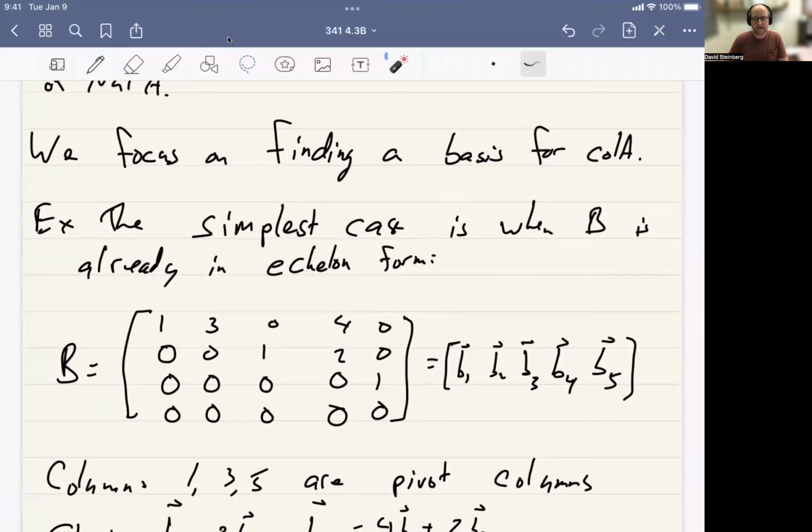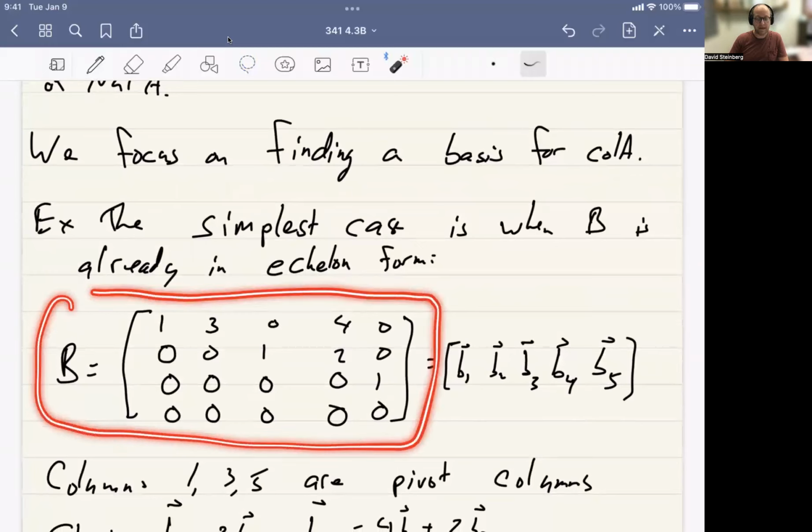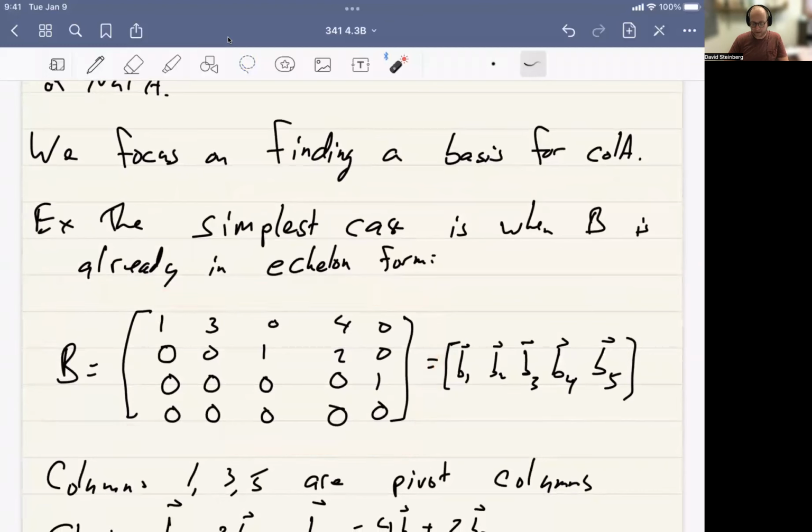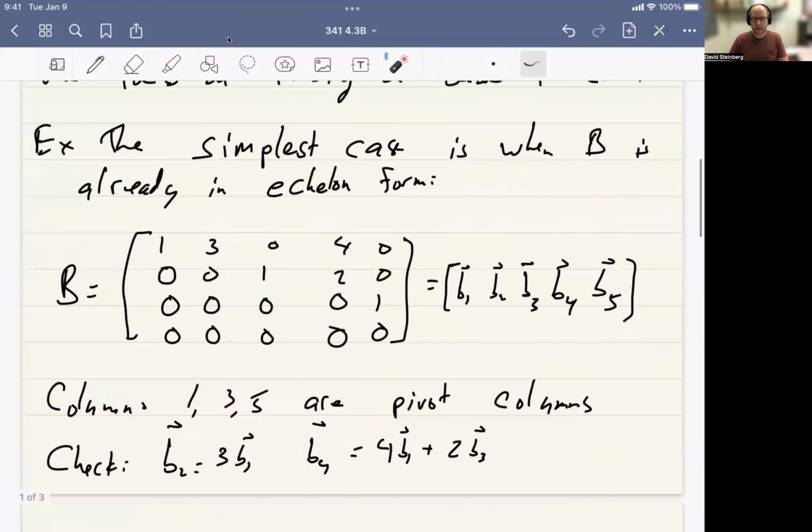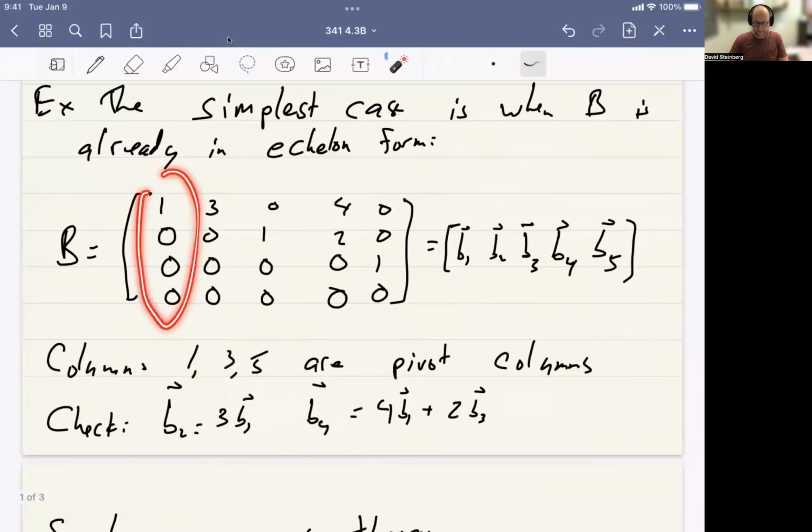So let's examine the very simplest case. This is when we're looking for the column space of a matrix B, let's say, that's already in echelon form. We'll just name each of the column vectors B1, B2 up through B5. And we know that B1, B3, and B5 are our pivot columns. And we can check that B2 is just 3 times B1, and B4 is just 4B1 plus 2B3. So we have these relationships among the columns.